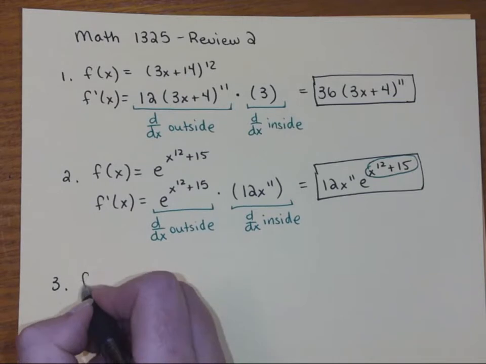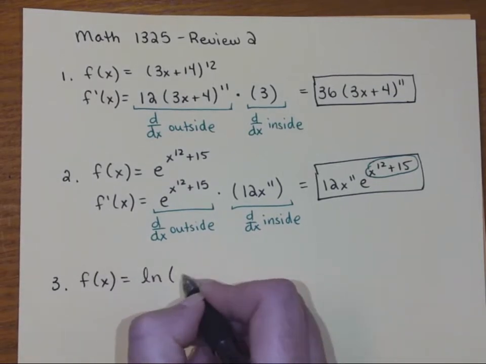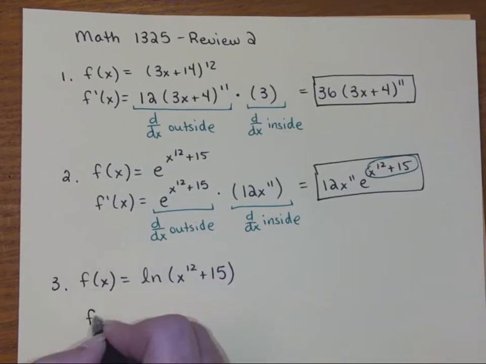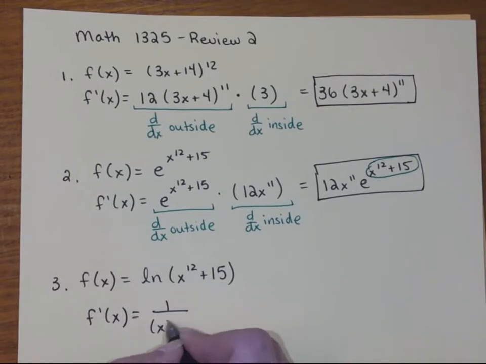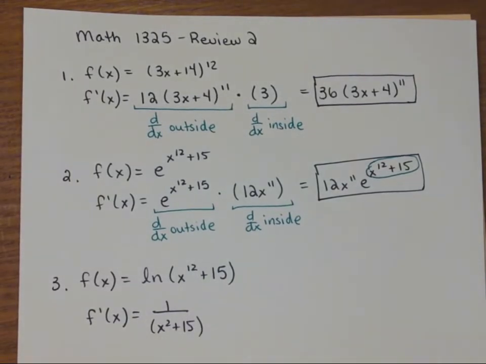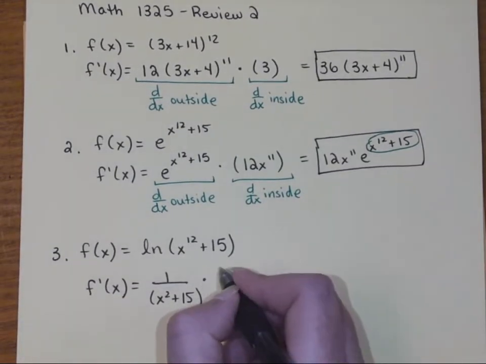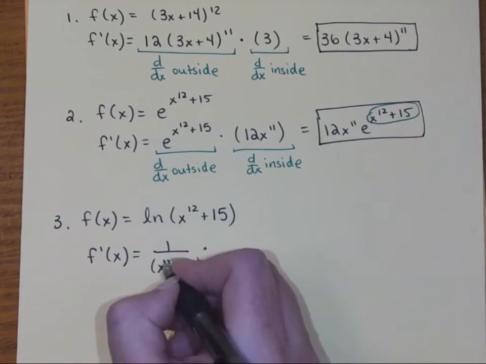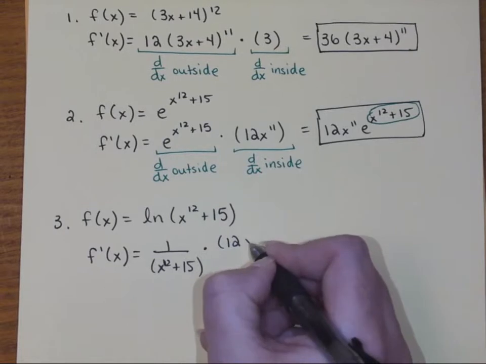Okay, what about finding the derivative of general ln functions? Well, the derivative of the natural log of something is always 1 over that something. So 1 over what's in the parentheses. Not 1 over x, that's only when you're doing the natural log of x. So it's 1 over what's in the parentheses, but then times the derivative. I forgot to write the 12 here. Times the derivative of the inside, which would be 12x to the 11th.